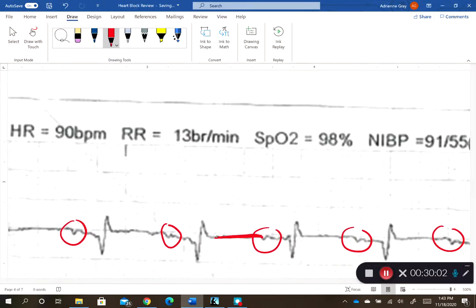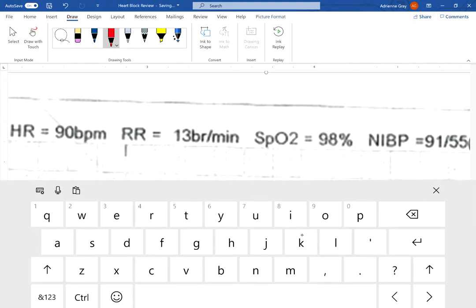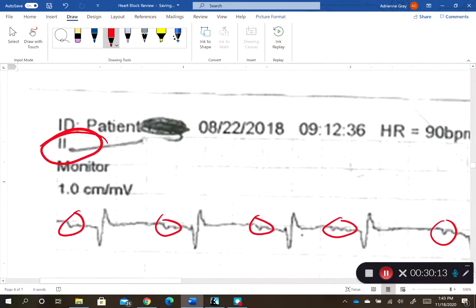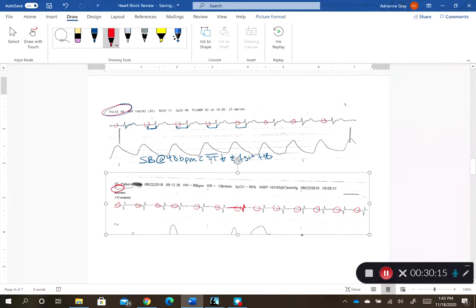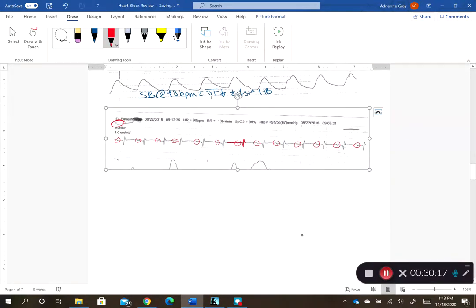So here's my isoelectric line, and then it dips below the isoelectric line for that P wave. So that's upside down. Zoom back out. Maybe, if it'll let me. There we go. So my P waves are inverted. So that's something we have to think about when we're going to be labeling our rhythm.